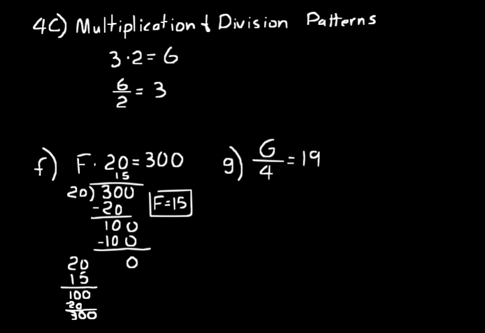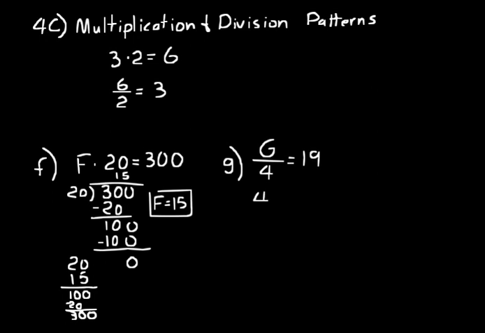Look at practice problem G. G divided by 4 equals 19. So we want to figure out what G is equal to. Usually that dividend is bigger than the divisor, so it would make sense to multiply 4 times 19 to get G. And let's go ahead and do that.